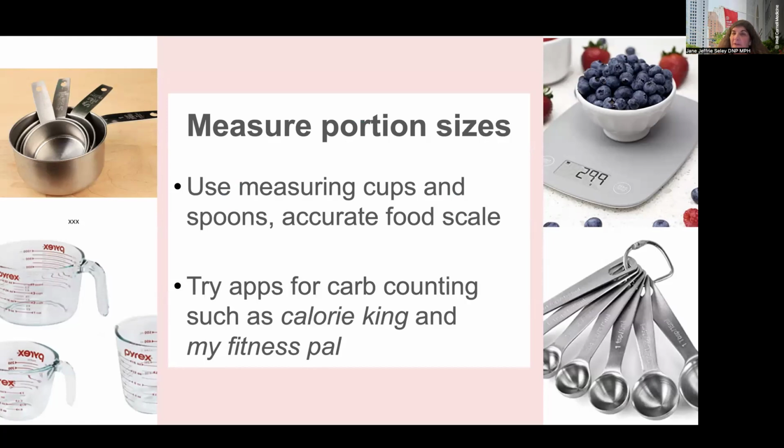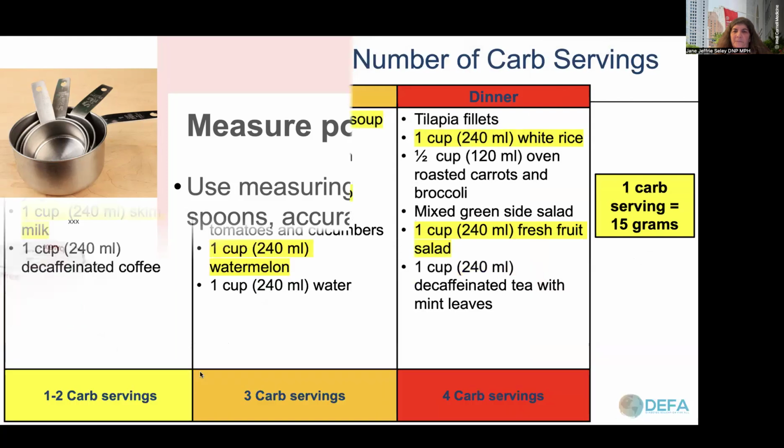There's also some apps that can really help with looking things up that have big food diaries, such as Calorie King and MyFitnessPal. So you could look up any food and it will tell you all about the different nutrients in it and how many grams of carbohydrate.